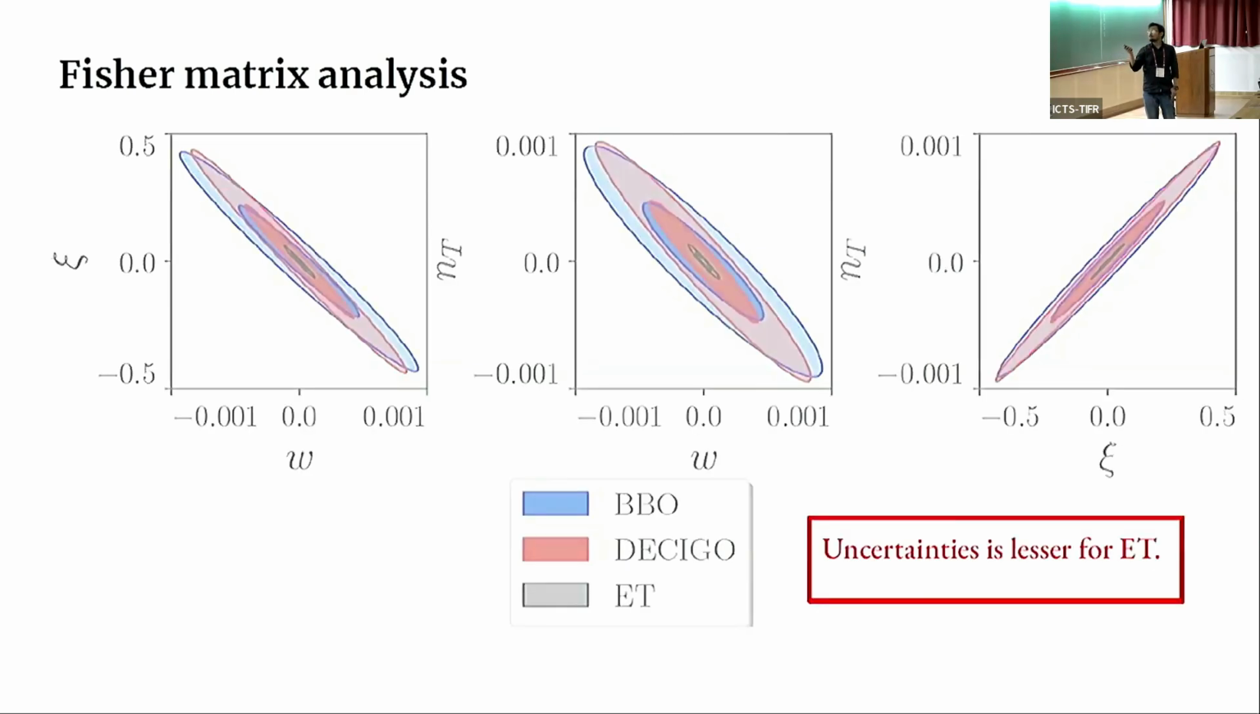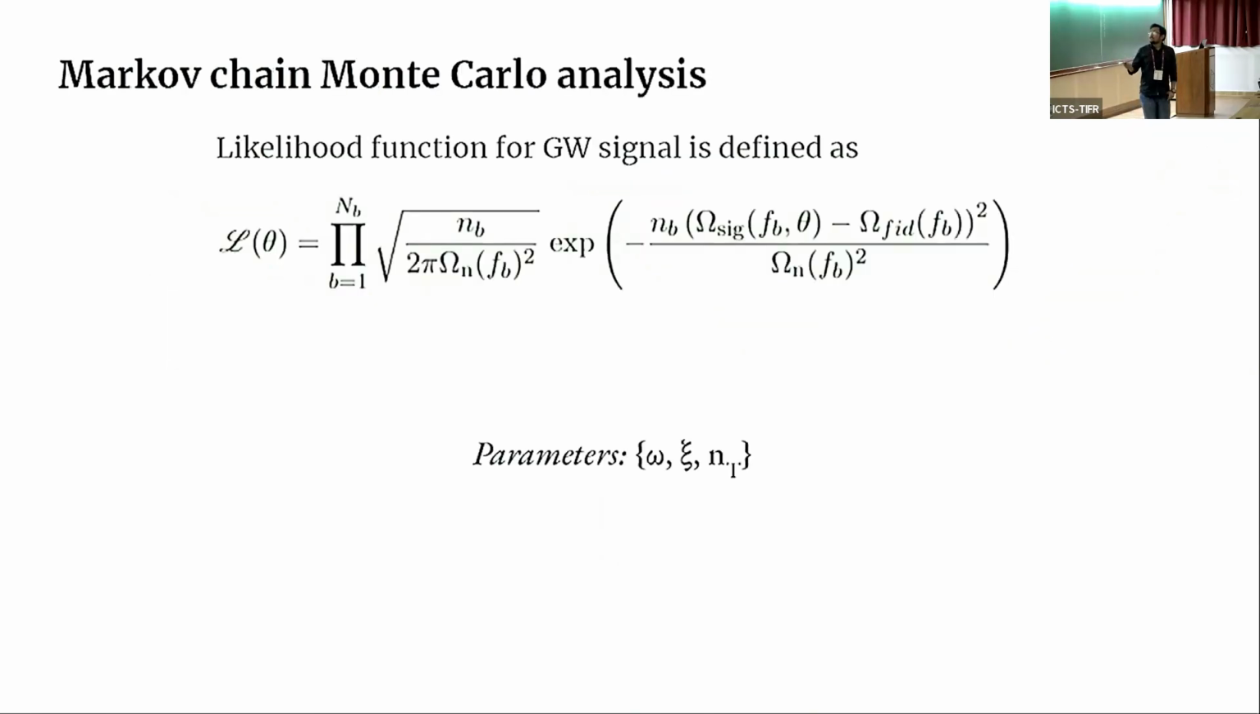So that means ET is more promising, and Fisher forecast analysis tells us that the uncertainty associated with the ET is much lesser. That means if in future this signal can be detected by the ET, it will detect the signal with tighter results. So now let's move on to the MCMC analysis.